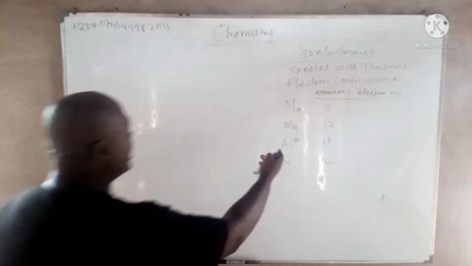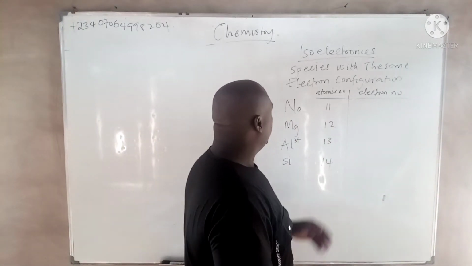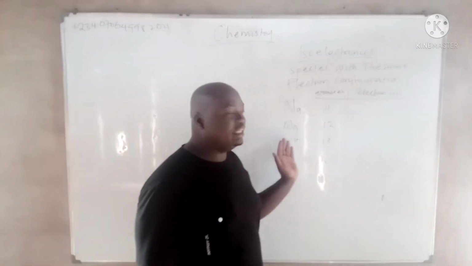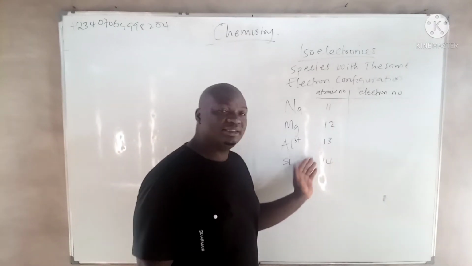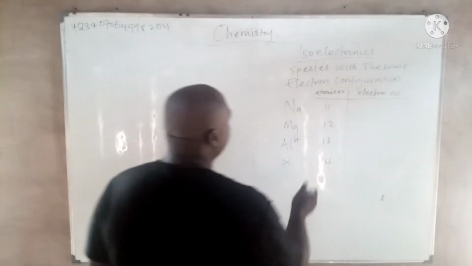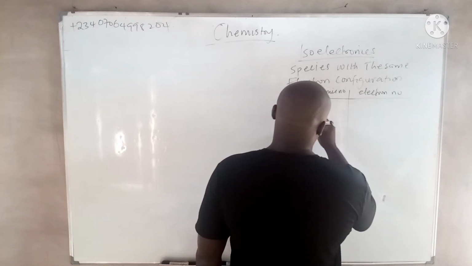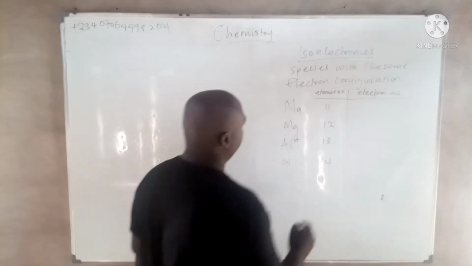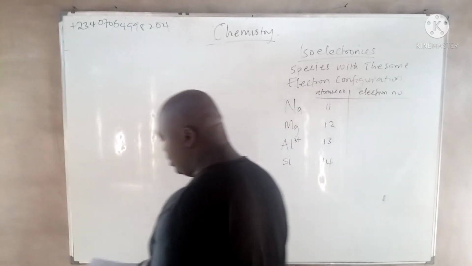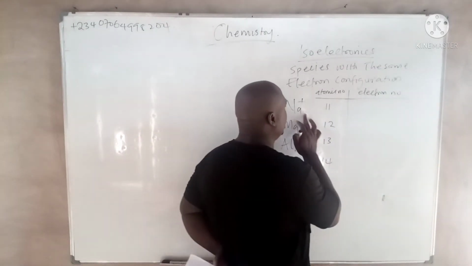From here, the atomic number of sodium is 11. The atomic number of magnesium, you can see, is 12. Aluminium is 13. Silicon is 14. So the number of electrons here, since this is an atom, is, let me make it interesting, put plus here. The number of electrons here, look at this.